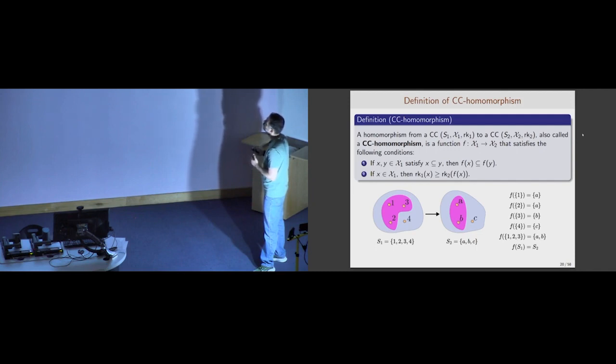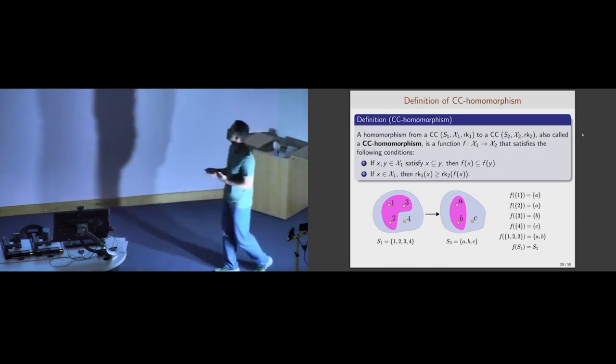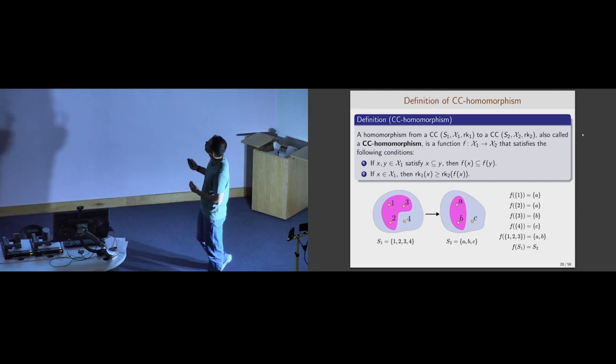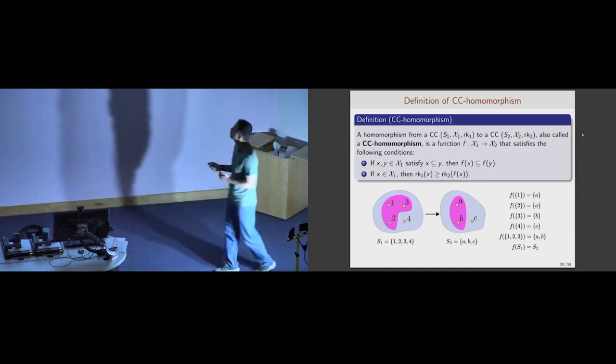And then this purple cell, 1 to 3, is mapped to this purple cell, AB. So f of 1 to 3 is AB, and obviously A is a subset of AB. That's what we mean here by the fact that f of x is a subset of f of y.